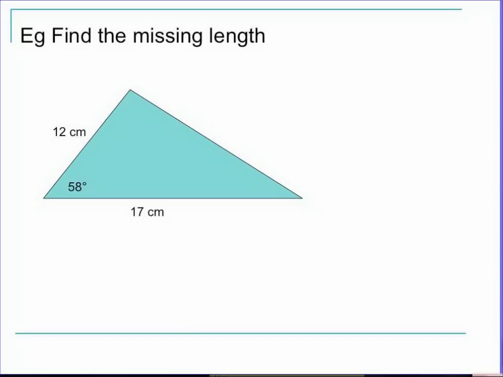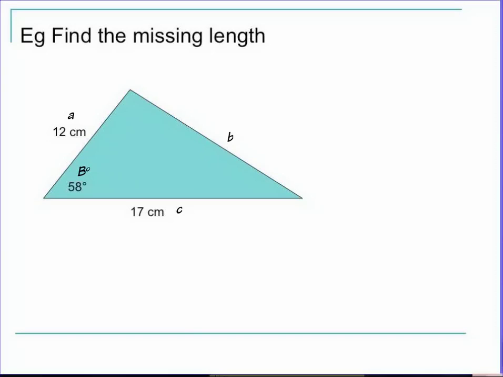Okay, the first thing we need to do is correctly label what we're trying to find. I'm going to call this unknown length, the missing length, length B. Then we've got the other two that we need to label. I'm going to label this one, 12 centimeters, as length A, and 17 centimeters as my length C. And the angle of 58 degrees is my angle B. So we want to find length B. We've been given length A and length C, and we've been given angle B.